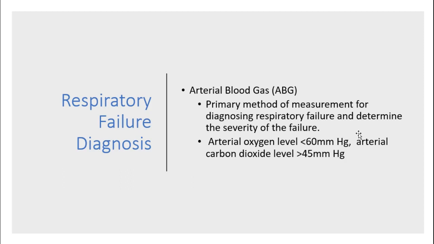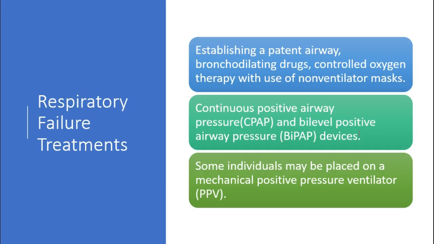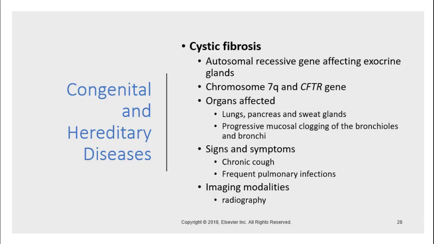The way that we typically diagnose it is ABG, arterial blood gas, the primary method for measuring and diagnosing respiratory failure and determining the severity of the failure. So there's your values. Looking here, for treatment we establish a new airway for these patients, we use bronchodilators, controlled oxygen therapy, and non-ventilator masks. We use continuous positive airway pressure with CPAP and bilevel positive airway pressure, BIPAP devices. Some individuals may be placed on a mechanical ventilator.